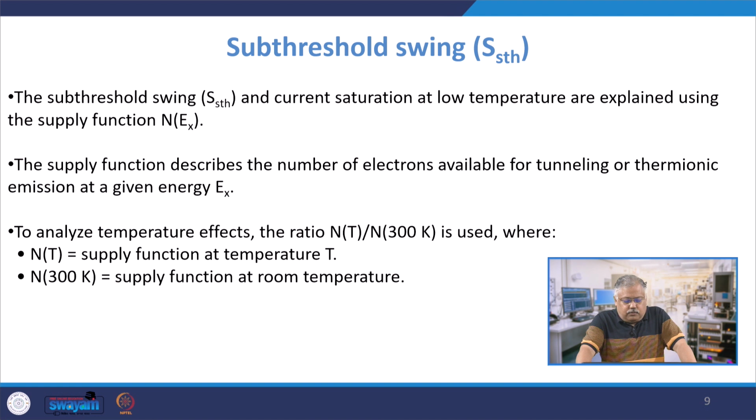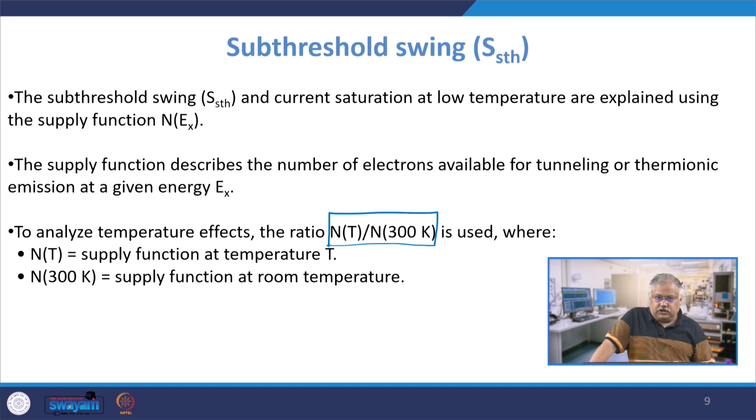Now, if we analyze the cryogenic effects, we try to find the ratio of N(T) to N(300 Kelvin). N(T) is basically the number of charge carriers at temperature T, the supply function, divided by the supply function at 300 Kelvin, which is room temperature. So at room temperature this factor will be equal to 1, and at cryogenic temperatures we will see how it varies.